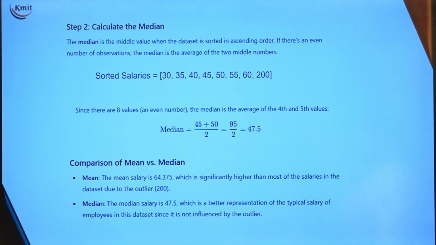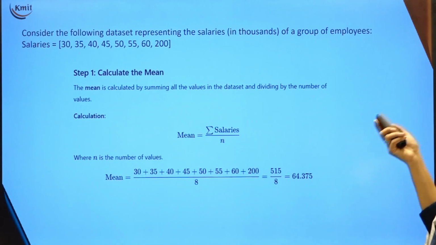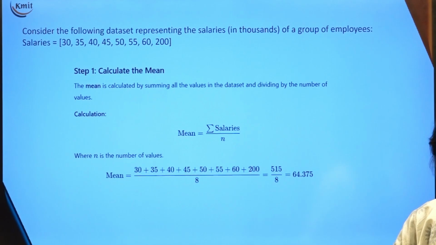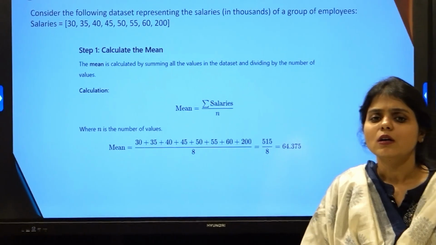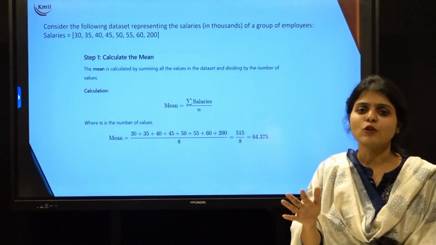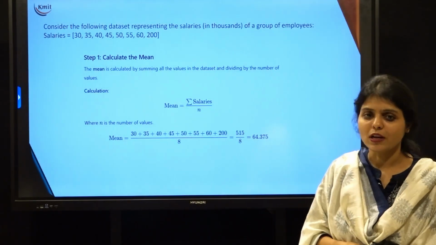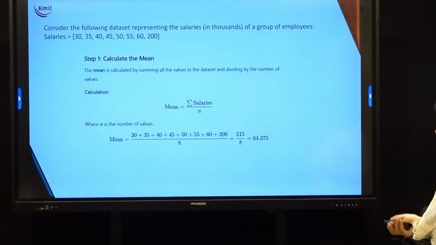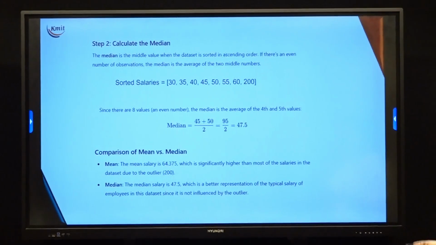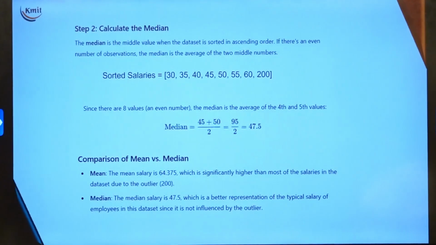But when you look at the median, it shows 47.5, which is reasonable because the values start from 30 and end at 60. So the median gives you a proper summary of the data when you have outliers. Just understand that when you have outliers in the data, don't use mean but use median.